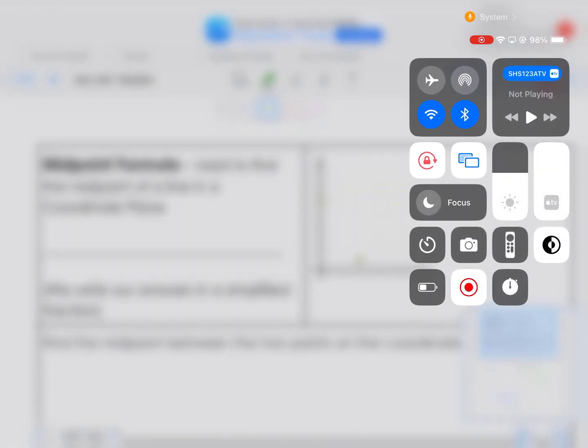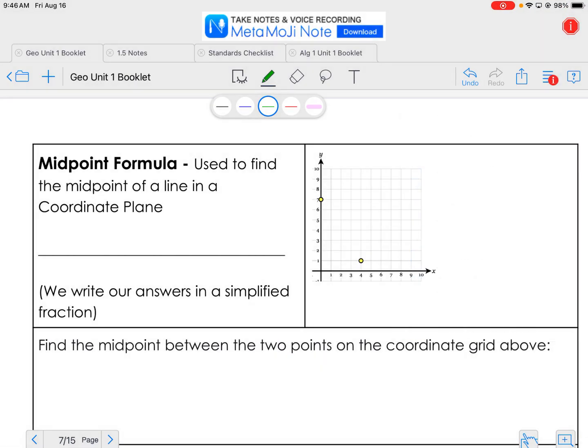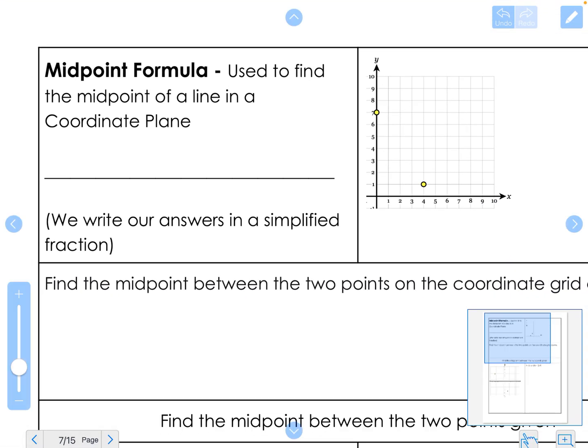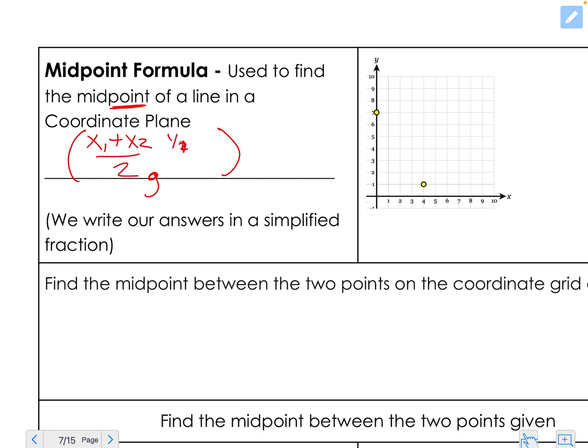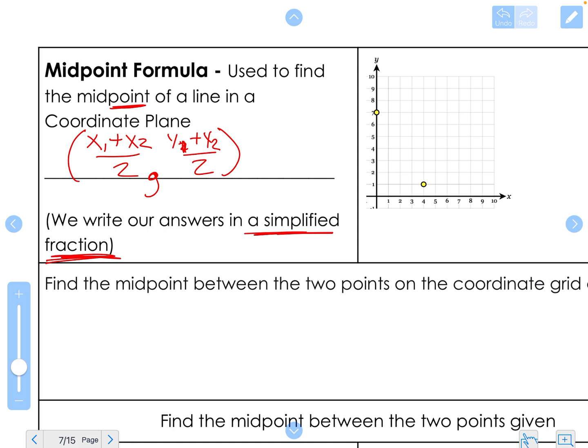All right, midpoint formula. Nope, that's not the button I want. I want that button right there. So the midpoint formula is what we use to find the midpoint on a graph. If it's a midpoint on the graph, it has to be a point, so we need to use our parentheses and our comma. Our x coordinate we find by x1 plus x2 over 2. Our y coordinate we find by y1 plus y2 over 2. We will always write our answer in a simplified fraction.